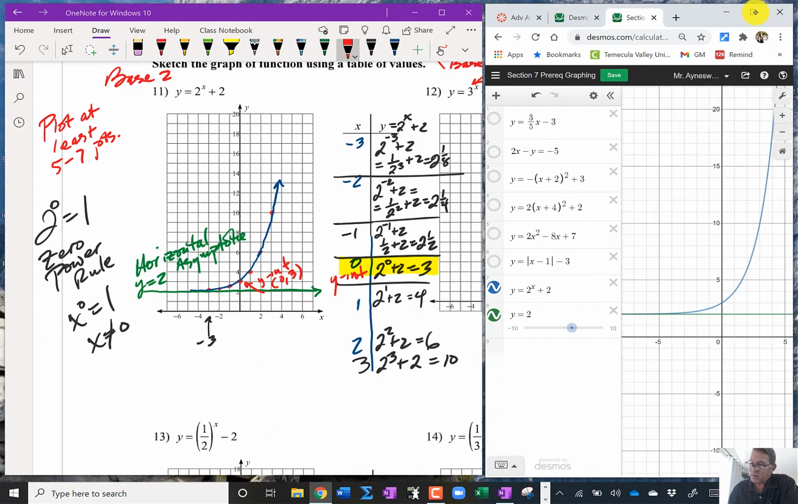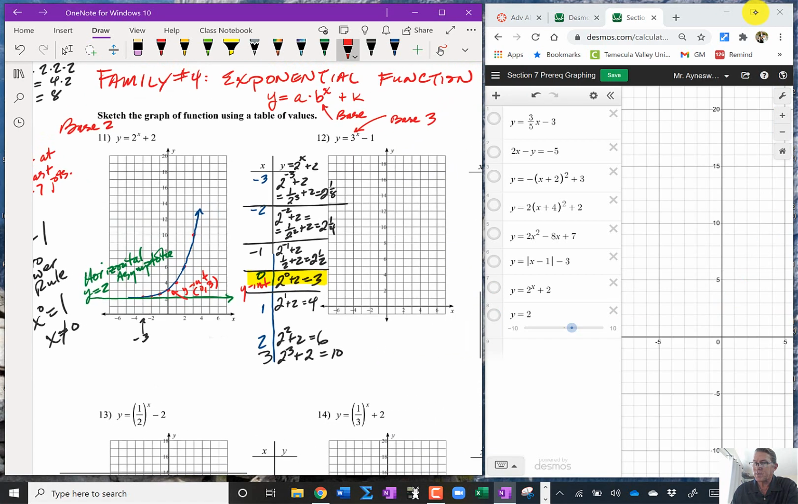Okay, so man, this is one hell of a review. Alright, so here we go. There's your exponential function. This is an example of exponential growth. When the base is bigger than 1, you have a growth function. When the base is greater than 1, it's a growth function, or an increasing growth curve.